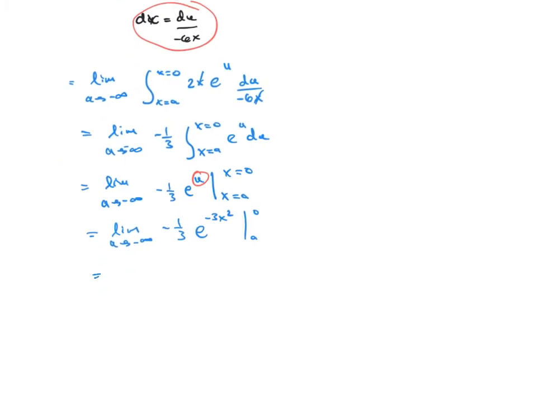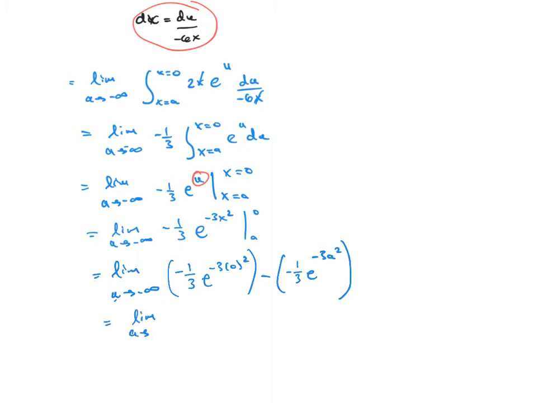So this equals the limit as a approaches negative infinity of, let's see what we could do. It'd be negative 1/3 times e to the negative 3 times 0 squared is my first one, right? And then I need to plug in the lower limit, so that's negative 1/3 times e to the negative 3a squared. So this equals the limit as a goes to negative infinity of, well, e to the 0 is just 1, so this would be a negative 1/3.